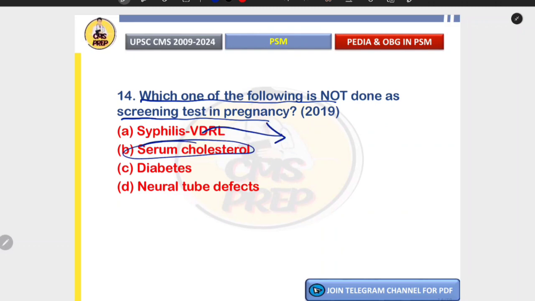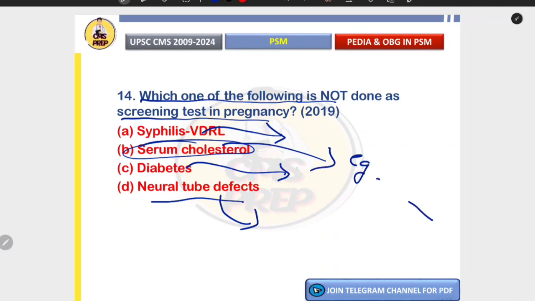VDRL is done for syphilis, diabetes is done to screen for gestational diabetes, and neural tube defect is done by a serum AFP or anomaly scan. Cholesterol is not routinely checked unless there is high risk, for example familial hyperlipidemia, because pregnancy itself causes physiological hyperlipidemia. Okay, so this is the odd one out, and the rest 3 tests are done routinely as a part of screening tests in pregnancy.